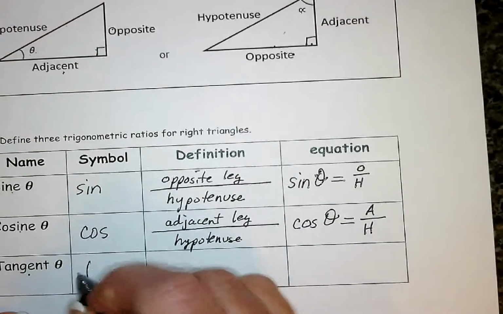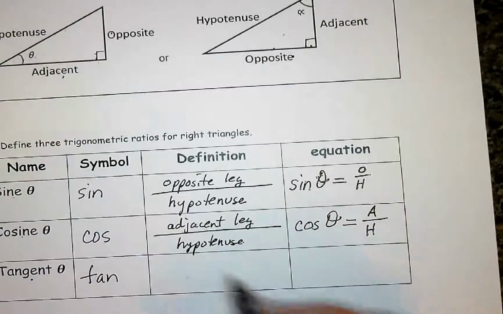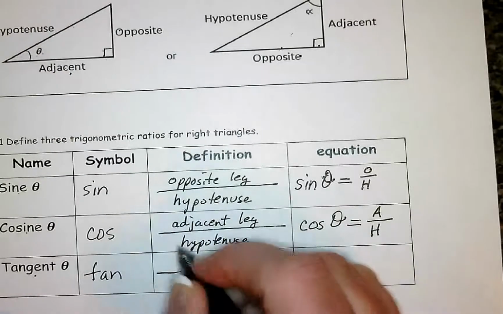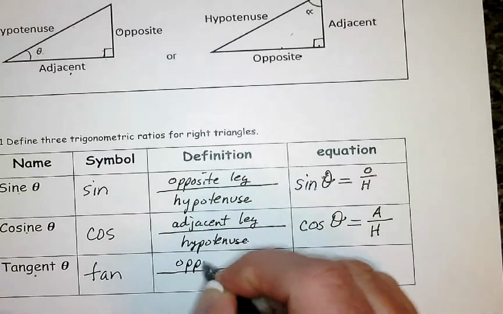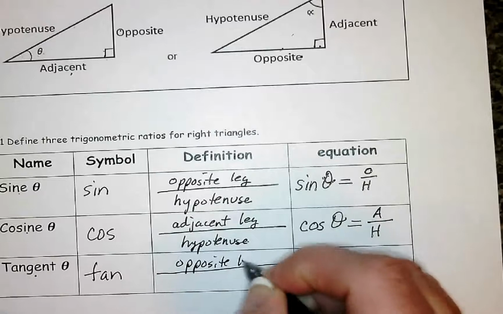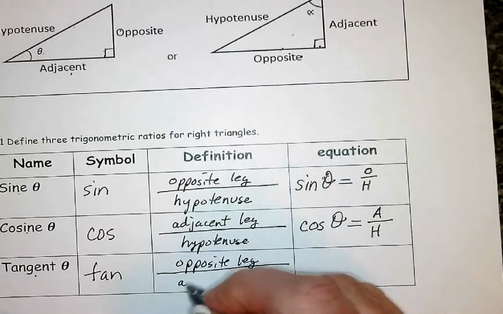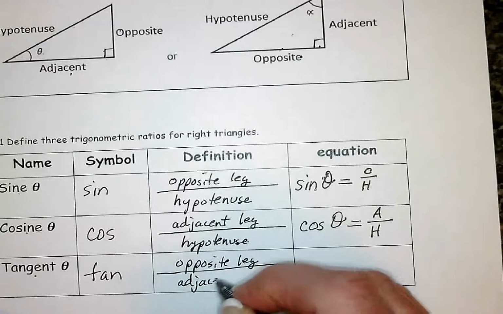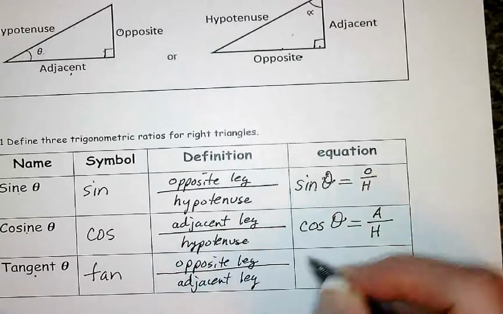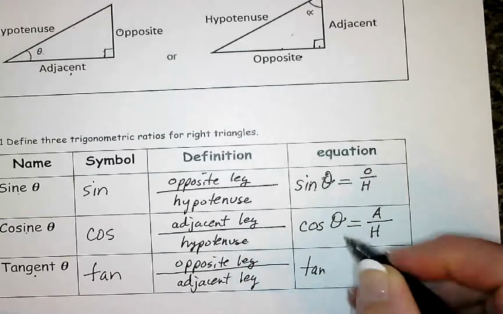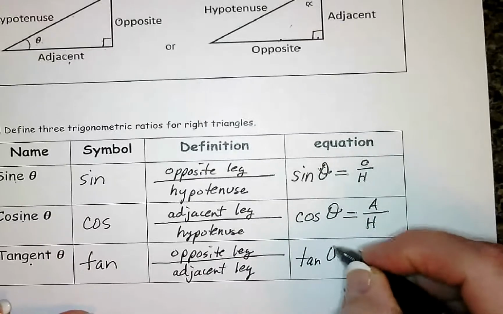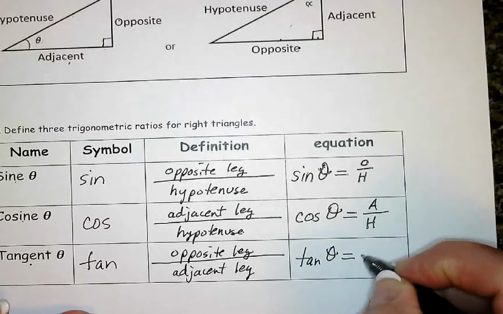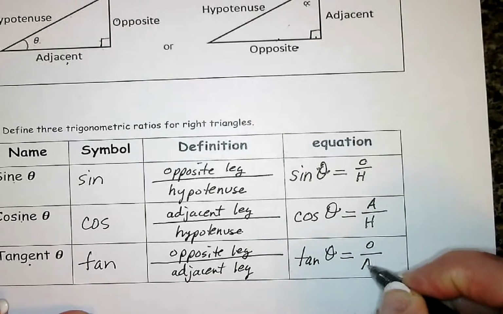My third one is called the tangent, or tan. That is the relationship between the opposite leg over the adjacent leg. So my equation would write out tan of some angle is going to equal the opposite over the adjacent.